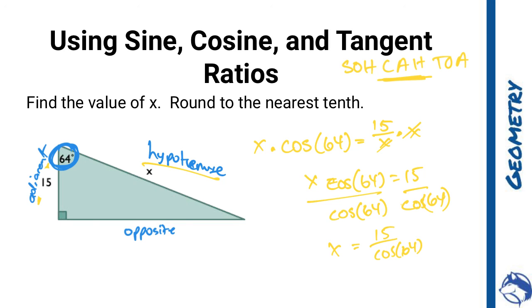So I'm just going to plug that into my calculator just as is. So 15 divided by cosine 64. That gives me my x is 34.218 if I round up. And that's how far that would be. That's how long my hypotenuse would be.